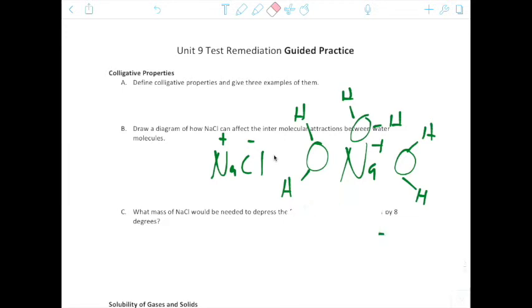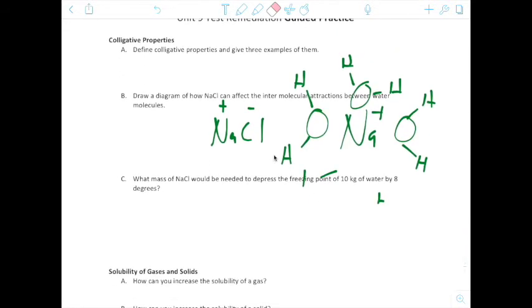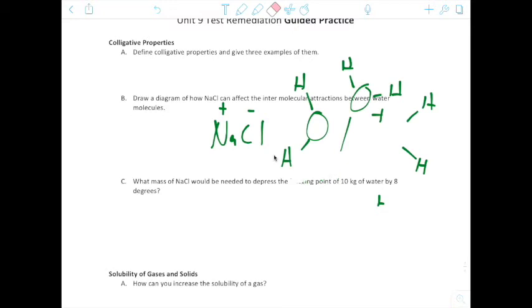Looking at C, it says what is the mass of sodium chloride that would be needed to depress the freezing point of 10 kilograms of water by 8 degrees. So we're going to lower it by 8 degrees. The equation we're going to be using is delta T equals i Kf m. Delta T is the change in temperature, so that's going to be our 8. Our i value is basically the ions in the water. Kf is our constant, our freezing point depression constant. And then we have our lowercase m, which is molality. First we're going to solve for molality, and then we're going to solve for mass.